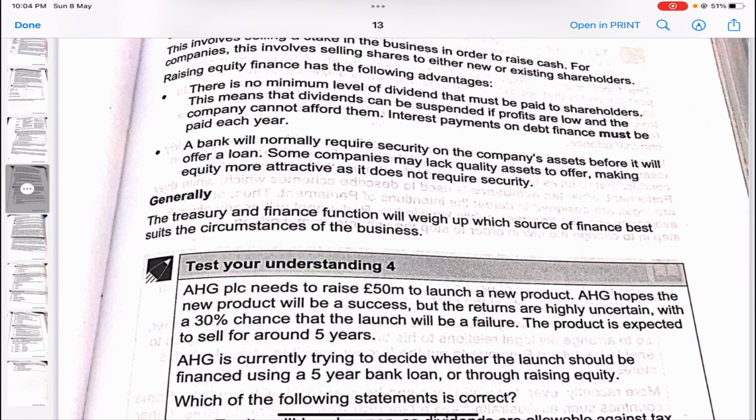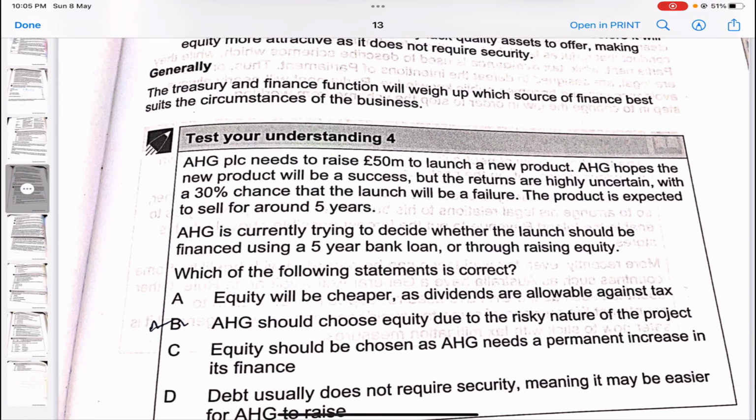A bank will normally require security on the company's assets before it will offer a loan. When a business organization or even an individual takes a loan, the lender takes collateral. Collateral is a mortgage, like I give my house as a mortgage. There's no such situation in equity.